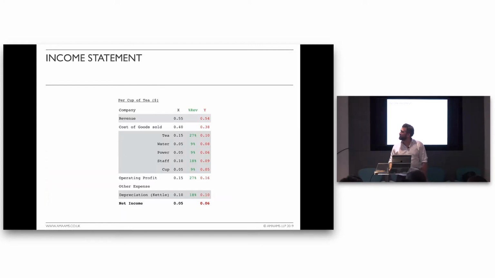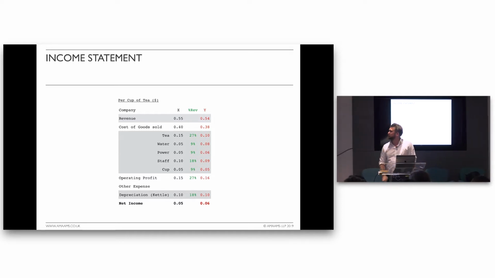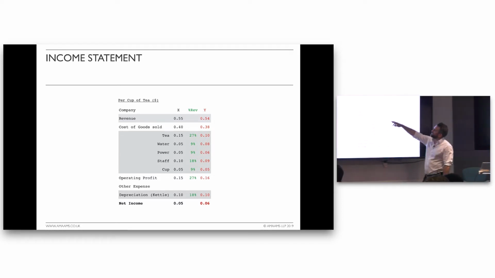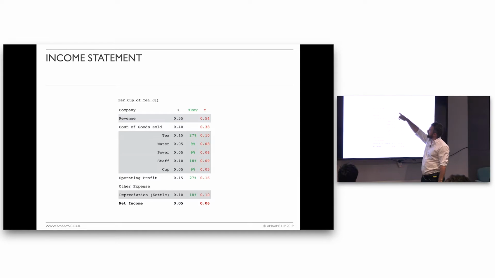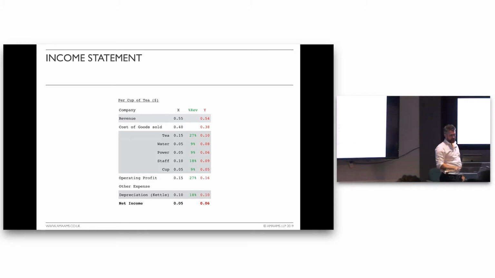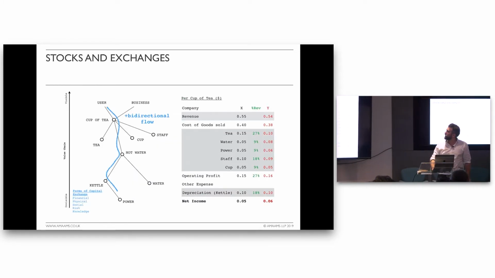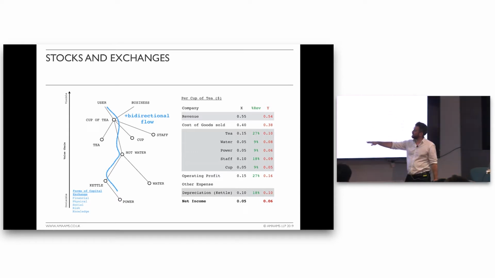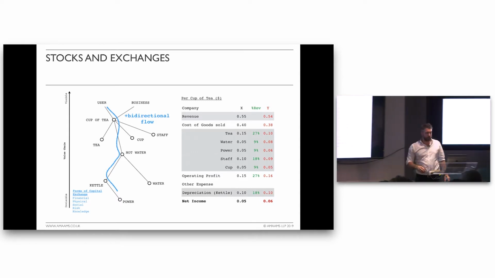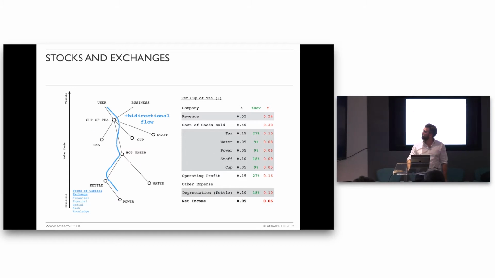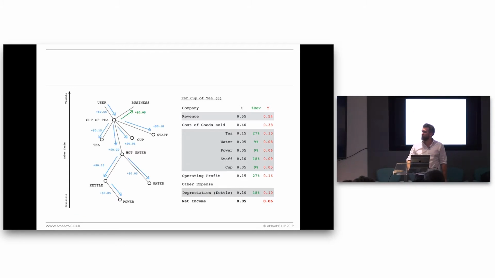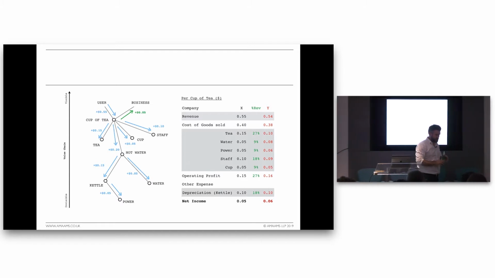So here's a pretend company that produces cups of tea. We start with revenue at the top. We've got the cost of sales. We've got general and administrative. We've got an operating profit. We've got some income at the bottom. And we can see how we would start to put that down. So we've got exchange of capital between nodes on the graph, which all turn into incremental flows.